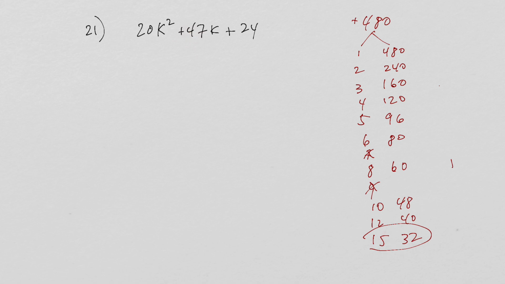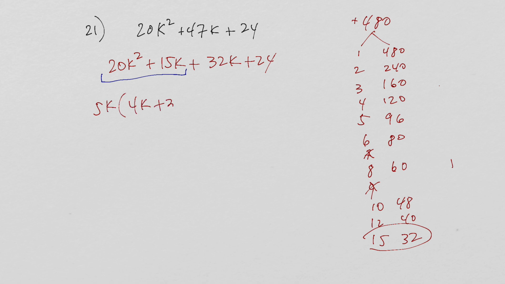That's what we're after. So I'm going to break up this middle term like this. These numbers are the ones found from this. Okay, now I'm going to factor this by grouping. Here I'll take out a 5k, and it leaves behind a 4k plus 3. And here I have to put, let's see, a positive 8. So now I have 4k plus 3 and 5k plus 8.